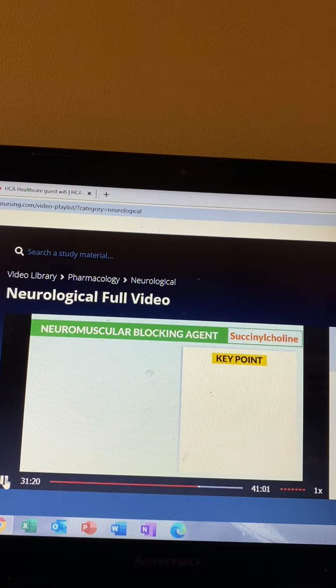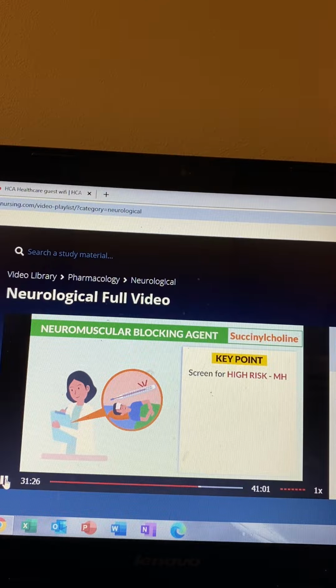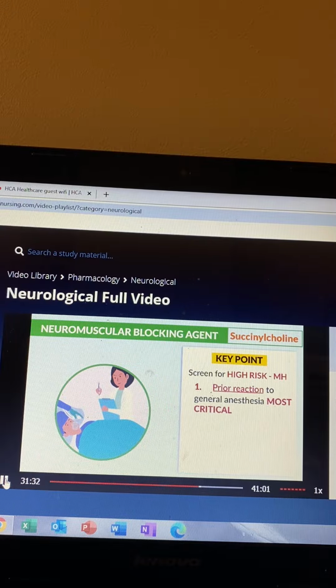Now, our last big key point comes in the perioperative nursing care. The biggest thing and the priority here is to screen for high-risk MH. So, 3 key points to write down. Prior reaction to general anesthesia is the most critical here. We want to know if the patient has had a reaction before we give the anesthesia.